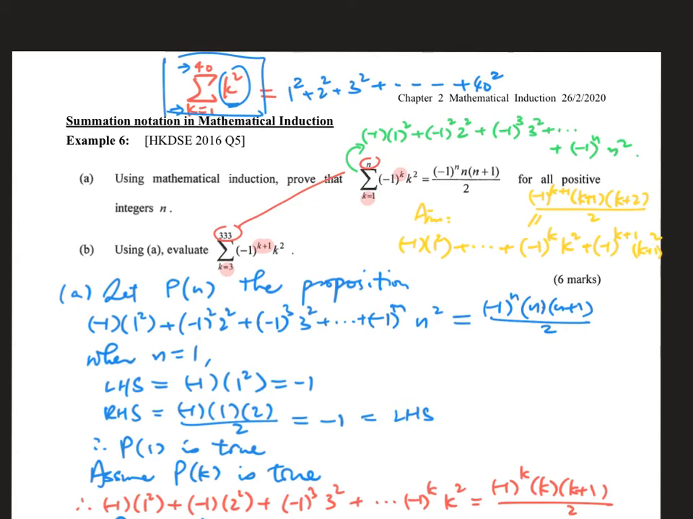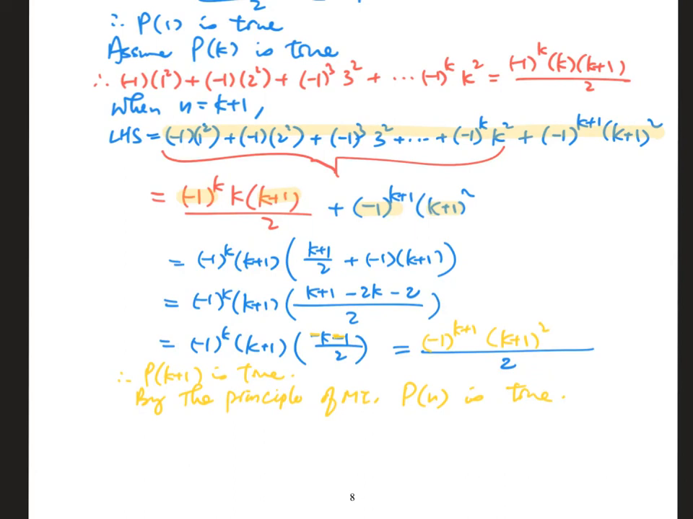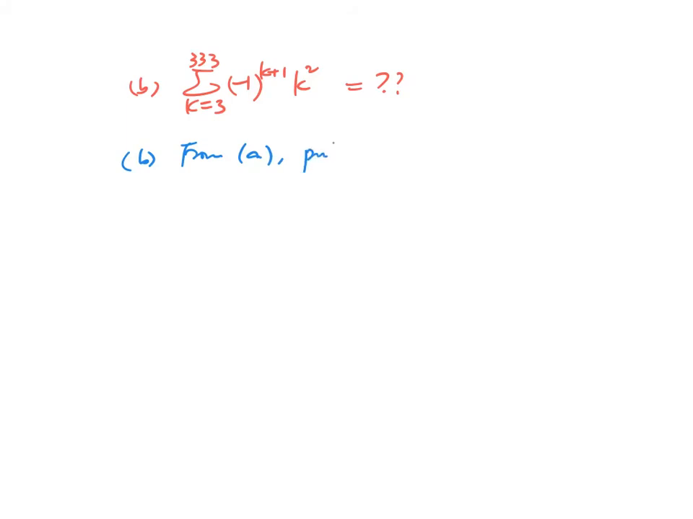And then now, okay, so let's take the free space. For our convenience, I copy the question here. I'm going to find the sum for k from 3 to 333 of minus 1 to the power k plus 1, k squared. So you want to know the value of it. And then in the question, as I mentioned before, from part A, let's start from putting n to be 333 first.